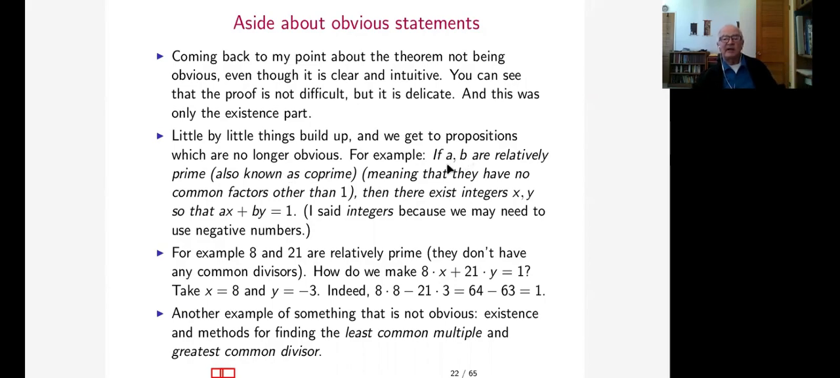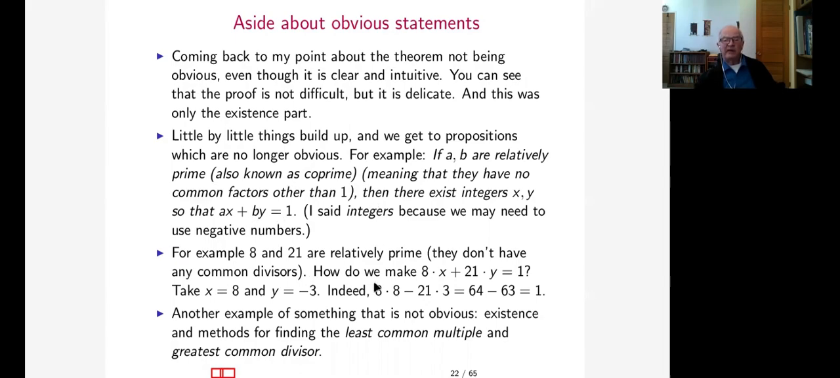So for instance, here's a statement which is true. We call A and B relatively prime if they have no common factor other than one. And so the theorem says that if we have A and B relatively prime, then we can find X and Y such that AX plus BY equals one. And this is not obvious at all. And yet we hardly got away from the definition of numbers and divisibility, and we are already talking of things which are not obvious. And I won't prove this.